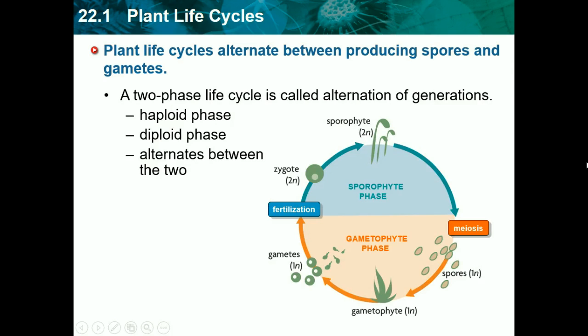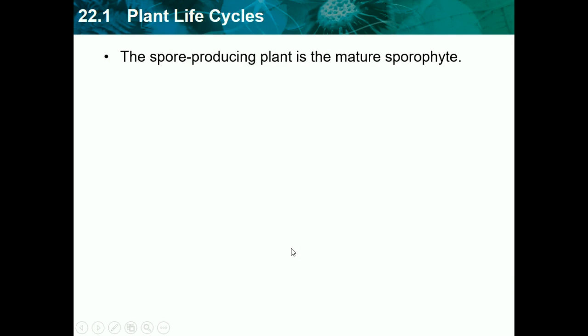So here we have the two phases, and we don't need to know anything about them, but we'll go over them anyway. First, we have the sporophyte phase, so we start with a zygote, which is basically one cell. In humans, it's like before you're born, when you're still going through the uterus and everything. You're still like a bunch of little cells. So then it turns into the sporophyte, and then it goes into meiosis to get spores, and then we get the gametophyte, and then we eventually get gametes, which are the sex cells, and then they fertilize to become zygotes again. So the spore-producing plant is the mature sporophyte.